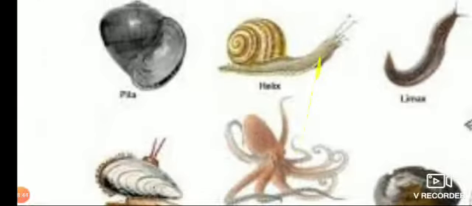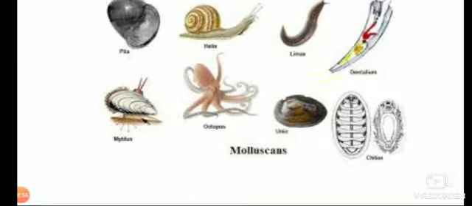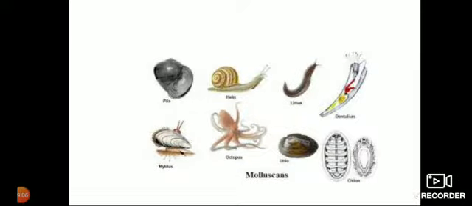Now see here, snail you can see, then octopus you can see, Mytilus you can see, snail you can see. All these are molluscans. You can see here the shell, and this region is mantle. Mantle secretes the shell.